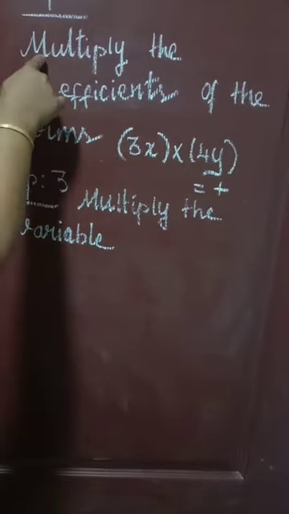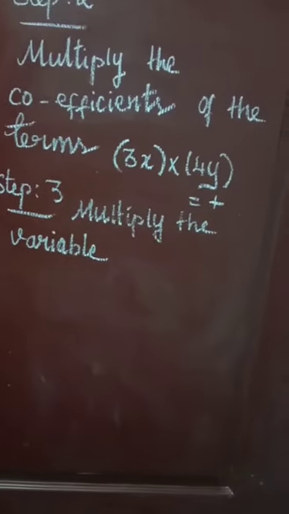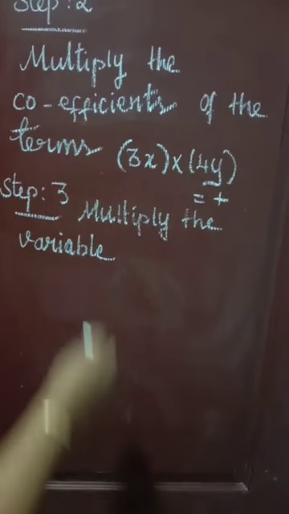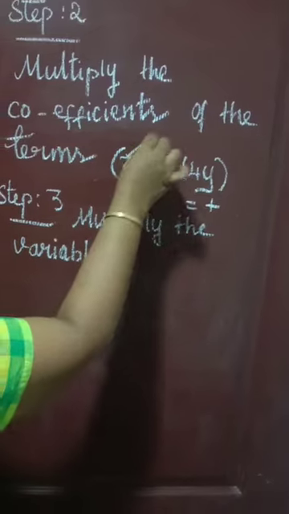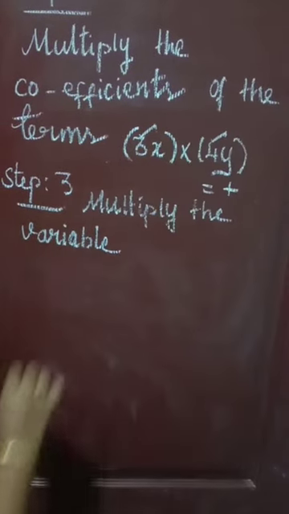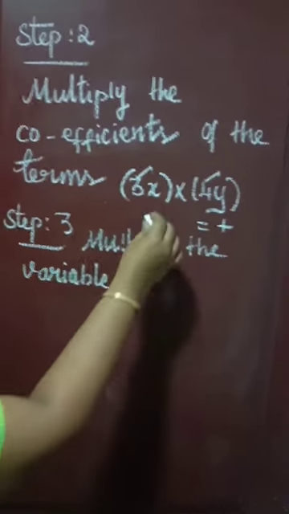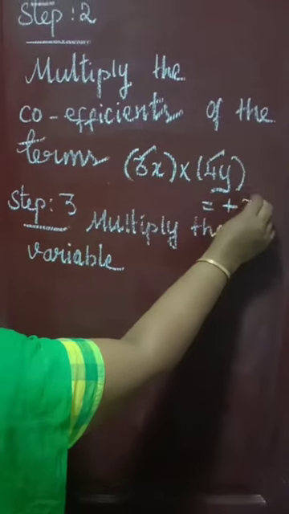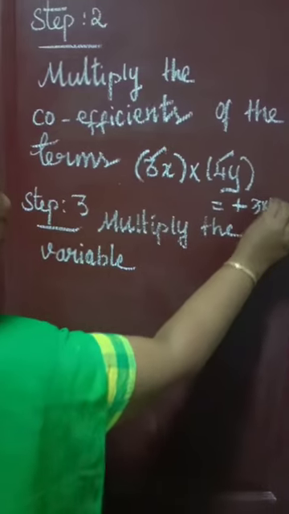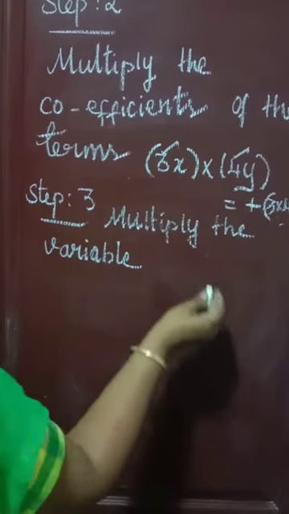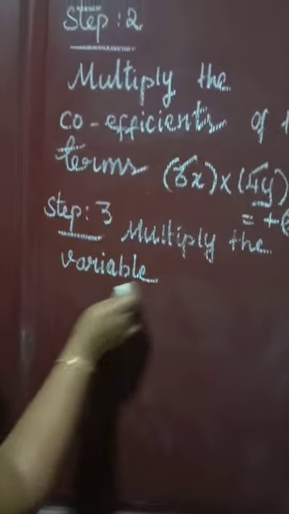Next step, multiply the coefficients of the terms. Here these are the coefficients. So, 3 into 4. What is the answer of 3 into 4? Yes, 3 fours are 12. Next one, multiply the variables.